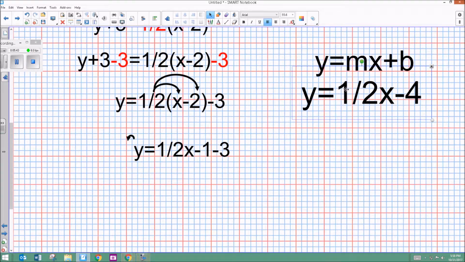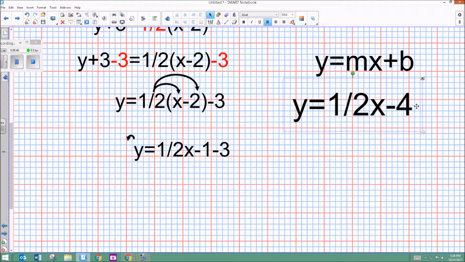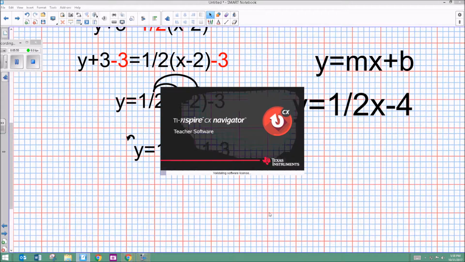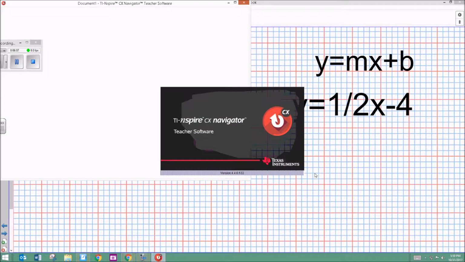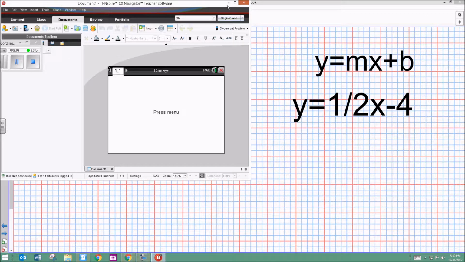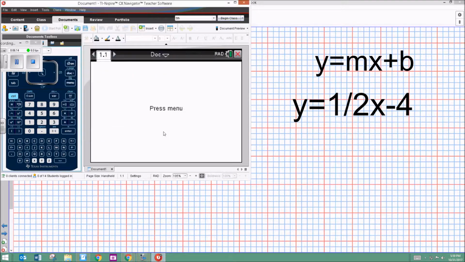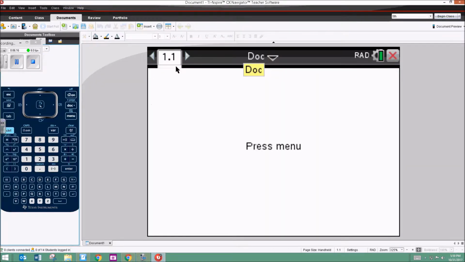If we graph y equals 1/2 x minus 4, I'll actually do that on a calculator this time. It might take a second for that to come up. It'll come up pretty quick. What we're going to do is graph y equals 1/2 x minus 4 on a calculator. All right. So here we are on the calculator.